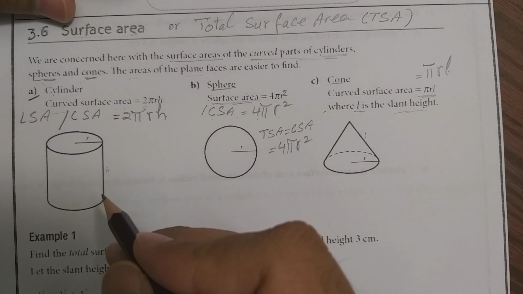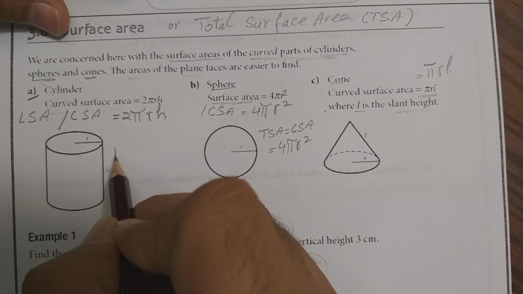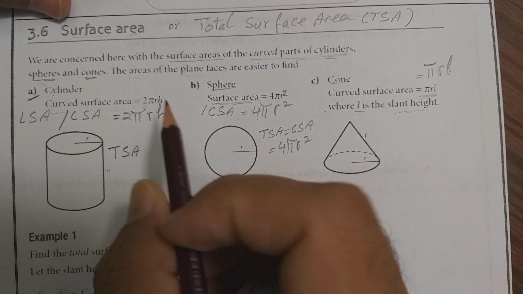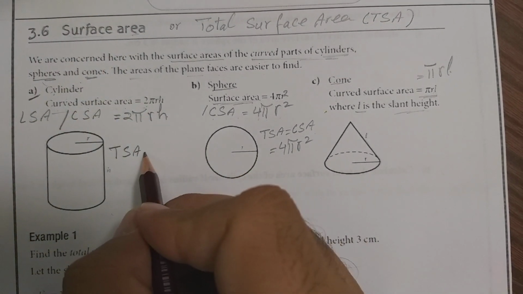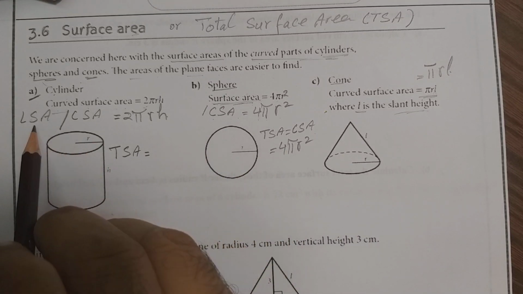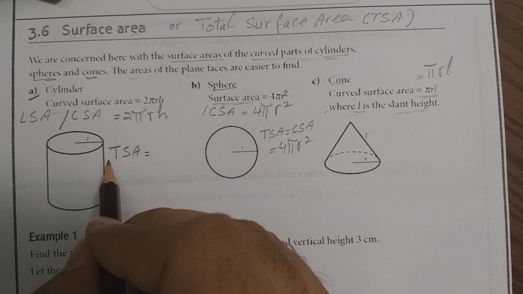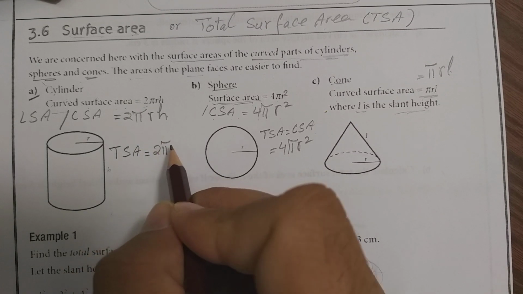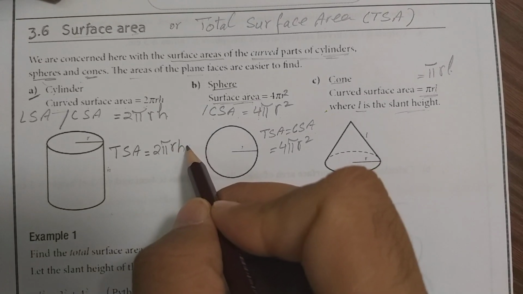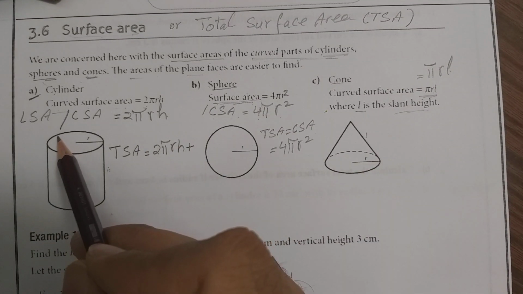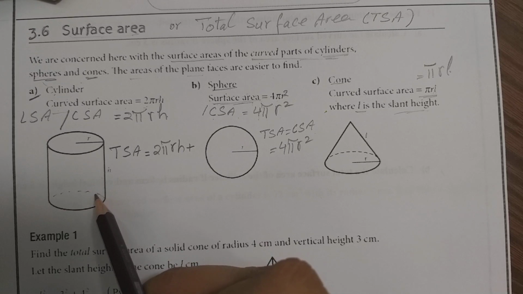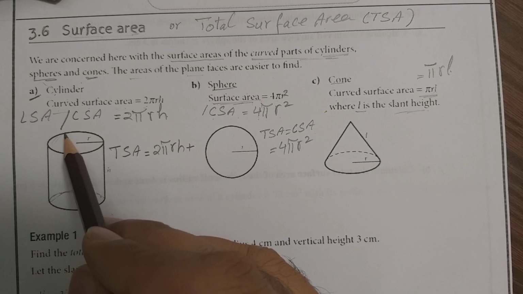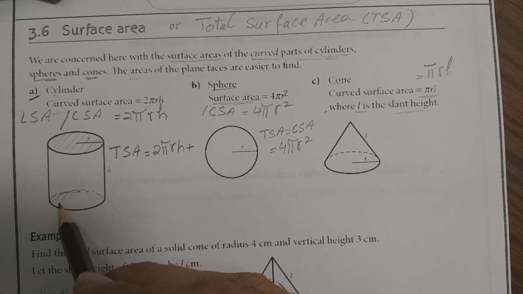Now I need to find the total surface area. Because I don't have much space, I am writing it in short. Total surface area, or just surface area, equals the curved part, which is 2 pi r h, plus the top face and the bottom face. What is the area of a circle? We know it is pi r square, so the bottom also pi r square.